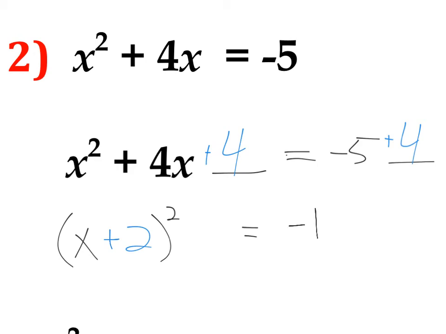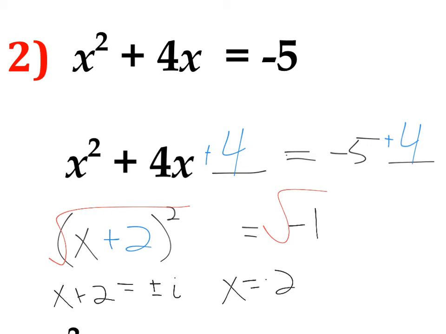And now we'll just solve like we've been solving. So we have x plus 2 equals square root of negative 1. That's just plus or minus i. So this would be x equals negative 2 if I move that over to the other side, plus or minus i. Done.